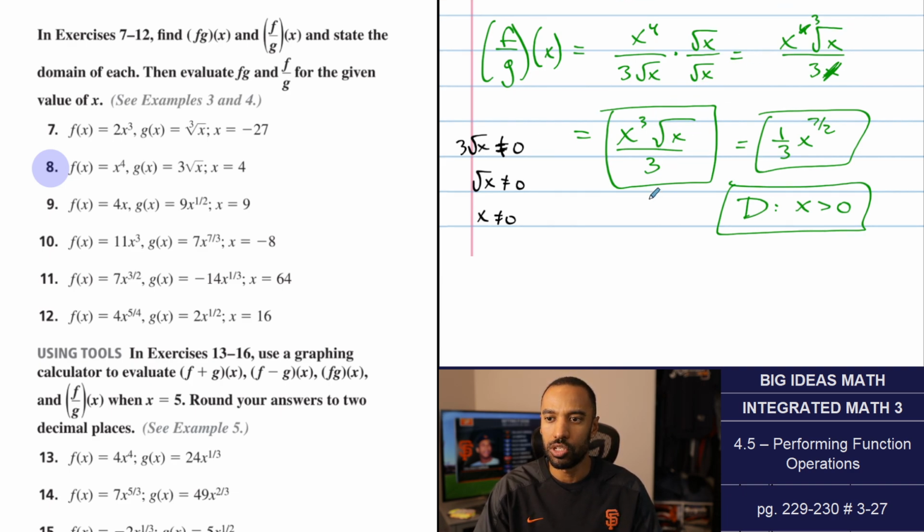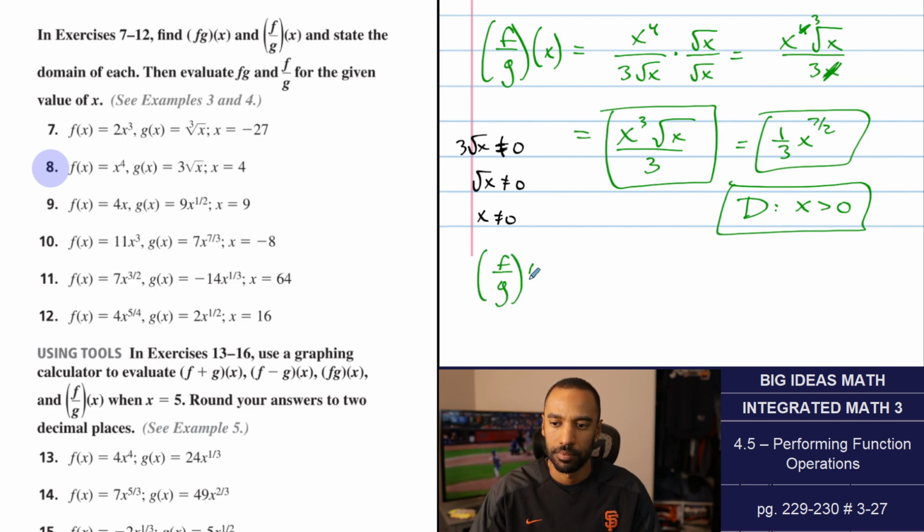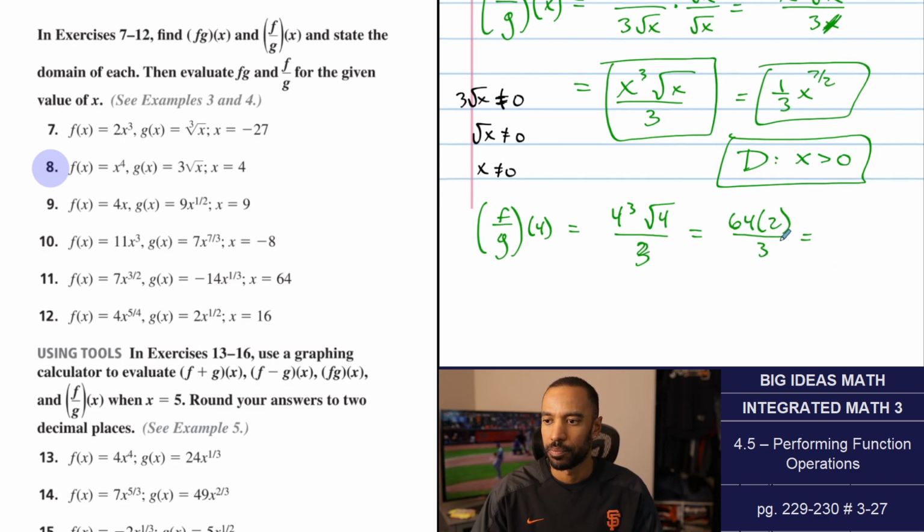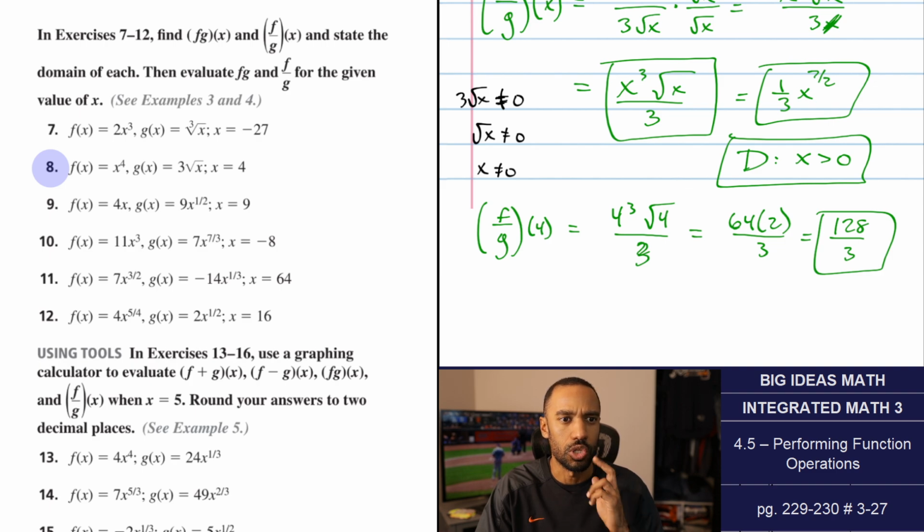Now we are going to be doing f over g of 4, which is again f of 4 over g of 4, and we have a simplified version of it here. 4 cubed times the square root of 4 all over 3. Being a smaller number, I think this will help out. 64 times 2 over 3. Oh, that doesn't divide evenly by 3 though, does it? So 128 over 3? I think it would just be left like that. I don't think you can do anything when it comes to that division. So I'm just going to leave it as 128 over 3.